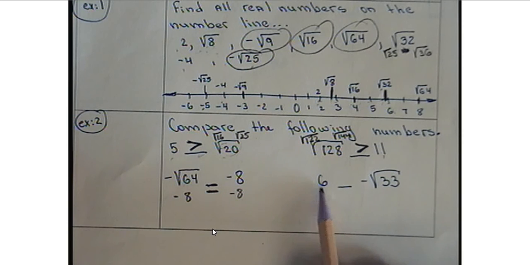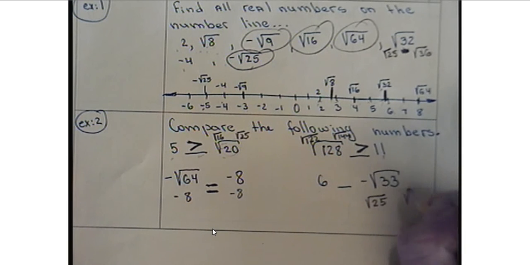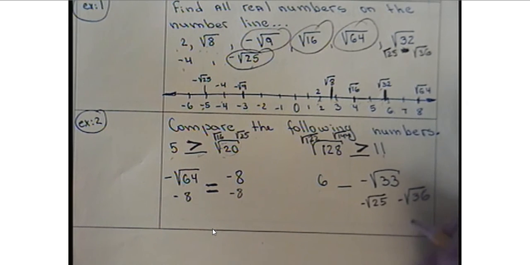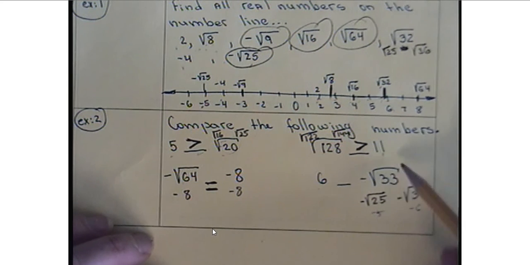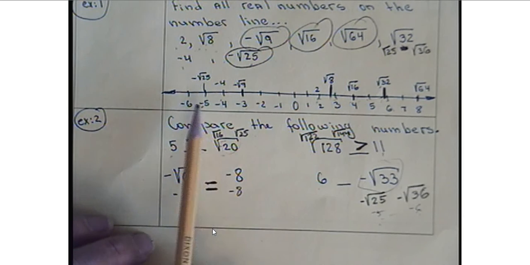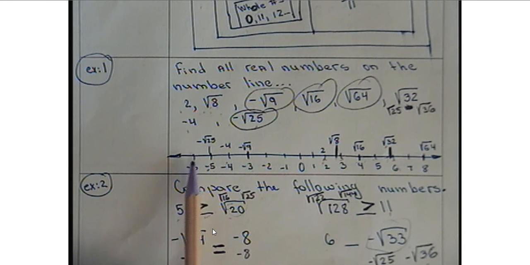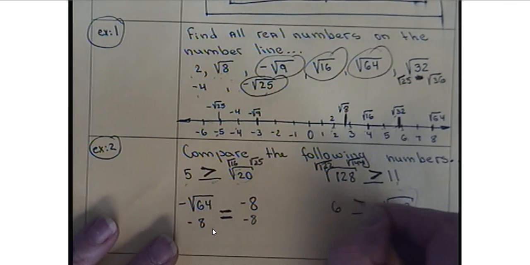The last one, 6, negative square root of 33. So this will be square root of 25 and square root of 36, which are also negative up front. So this is negative 5, this one is negative 6, negative square root of 33 is between negative 5 and negative 6. Look at negative 5 and negative 6 on the number line. If the number is between right here, and we have positive 6, which is all the way right here, definitely this will be the larger number.